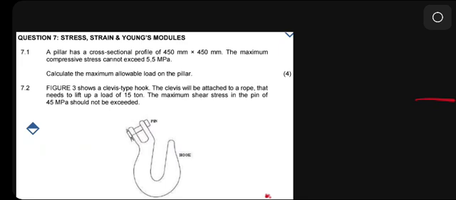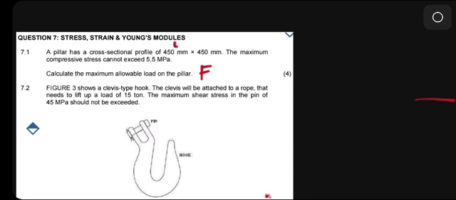So we have this typical question, which is question 7. We have stress and strain, Young's modulus, given 7.1. Read as follows: a pillar has a cross-sectional profile 45 millimeter multiplied by 45 millimeter. The maximum compressive stress cannot exceed 5.5 megapascal. We've been given the stress, and it says calculate the maximum allowable load on the pillar. We want to calculate the allowable load, which is the force.